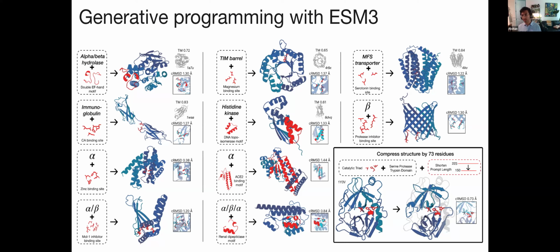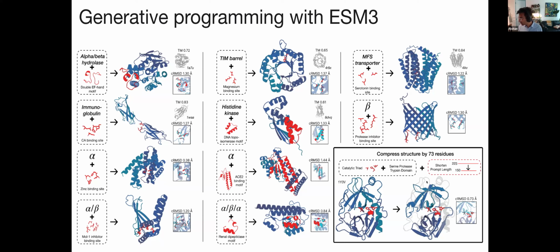Another thing we looked at is compressing a structure, so maintaining the overall fold and ensuring that this particular catalytic region was maintained, but decreasing the length of the protein significantly.